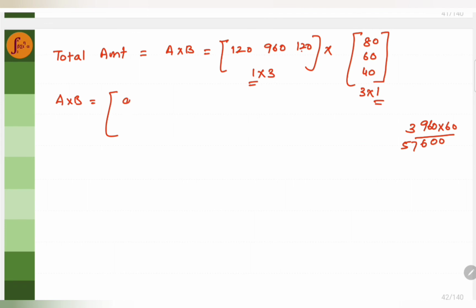120 into 80 is 9600 plus 96 into 60 is 5760 plus 120 into 40 is 4800. The total we are going to get is rupees 20,160. This is the total when you add up all of this. So this is the total amount.